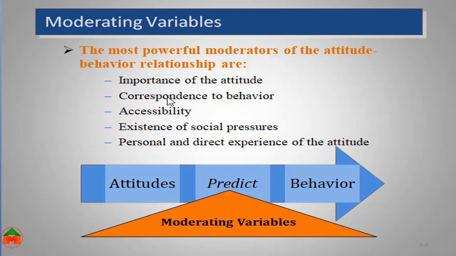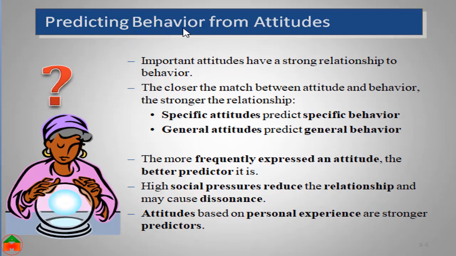These variables will impact the ability to predict how a certain attitude will predict behavior. Predicting behavior from attitudes is more of an art than a science. There are many factors that influence the ability to predict behavior. Some factors include the importance of the attitudes. The more tightly related the attitude is to values we hold dear, the stronger the relationship will be to the behavior. Also, the stronger the match between attitude and behavior, the stronger the relationship.